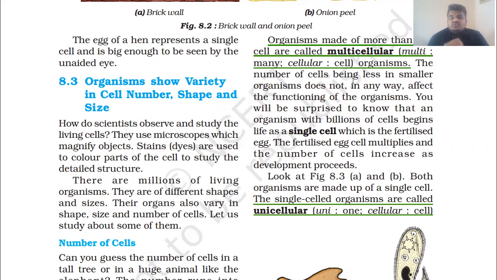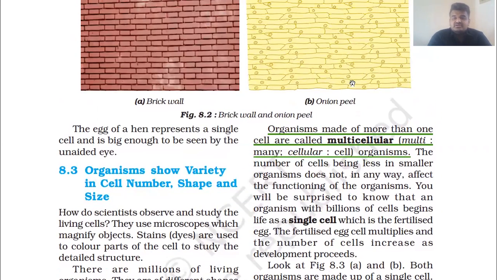One more possibility is more than one cell. This is how we are classifying. So one more is multicellular. Organisms made of more than one cell are simply called multicellular organisms. I hope this is clear to all of you.